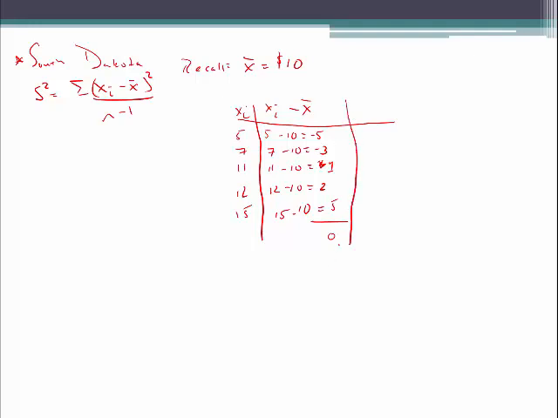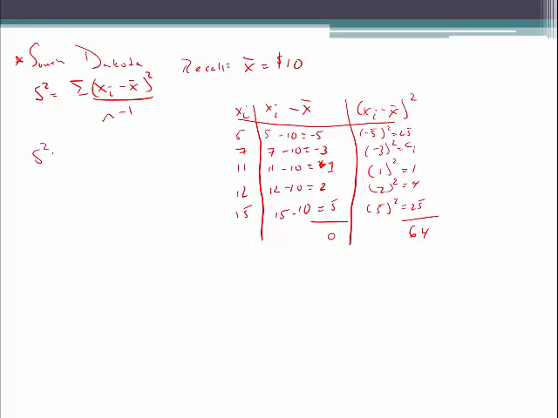Okay, so that's why up here what it says next is to square it. So this becomes minus 5 squared gets you 25. Minus 3 squared gets me 9. 1 squared gets me 1. 2 squared gets me 4. And 5 squared gets me 25. All right, if you were to sum this up, this would end up getting you 64.